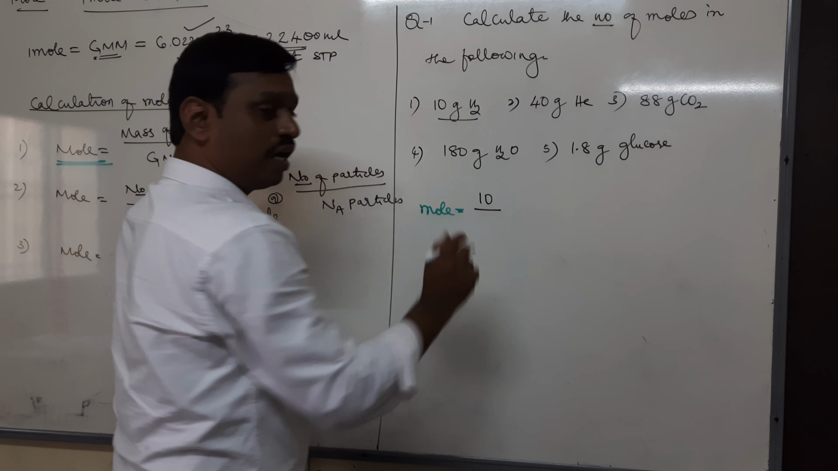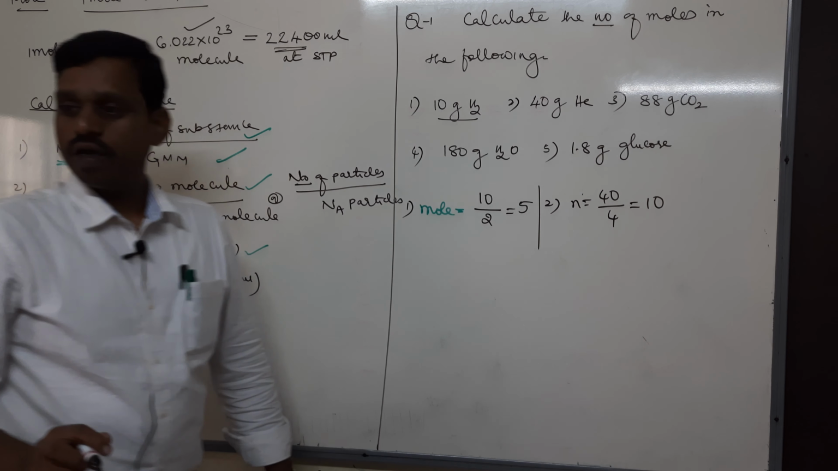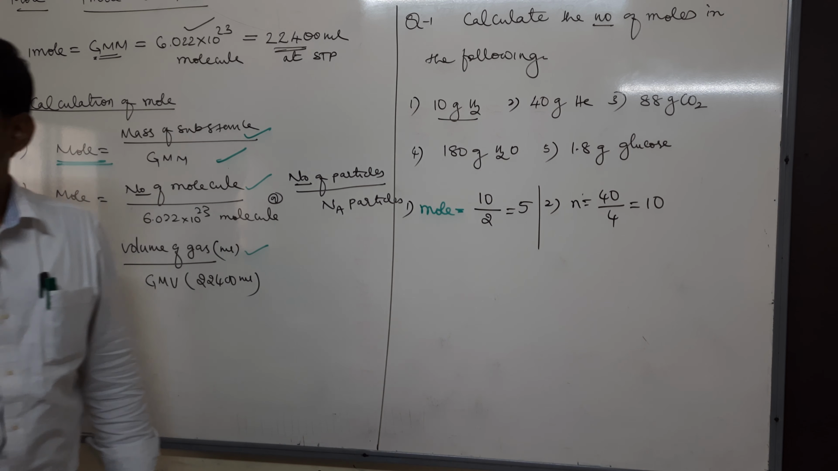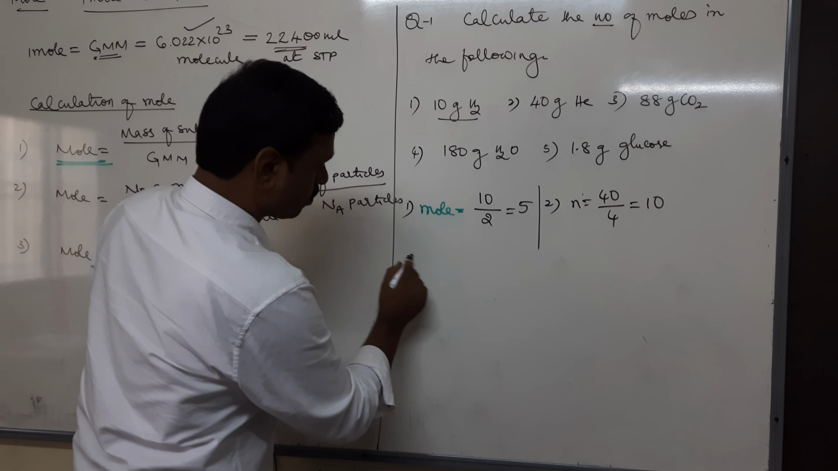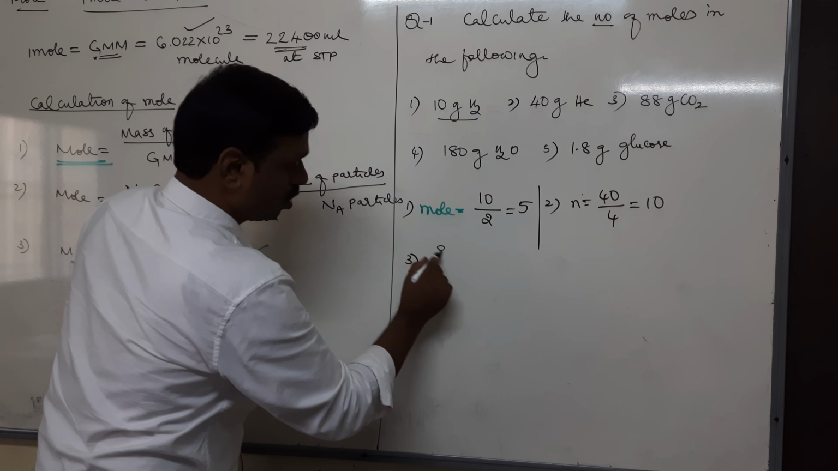Next, 2. Tell me fast: 40 grams of helium. N, the number of moles, is 40 by 4, it is 10. Helium exists as an atom, so we should take atomic mass. Next, 3. Tell me, 88 grams of CO2. 88 divided by 44, since CO2 is 44. That is 2.